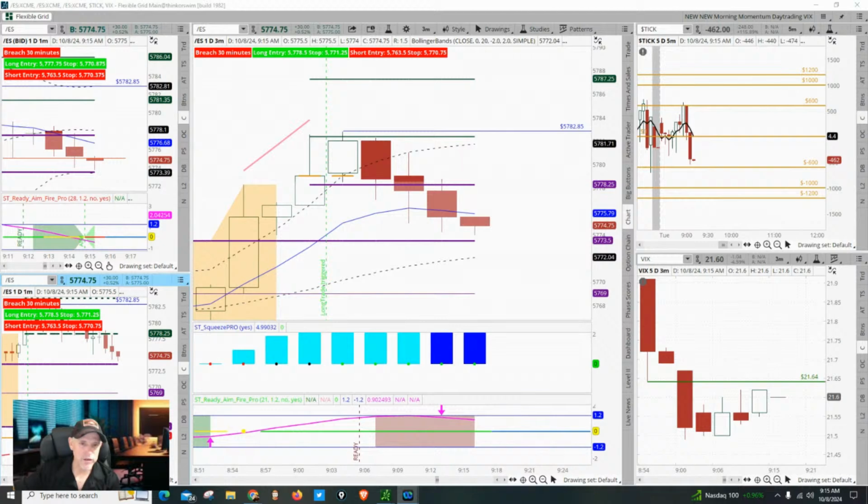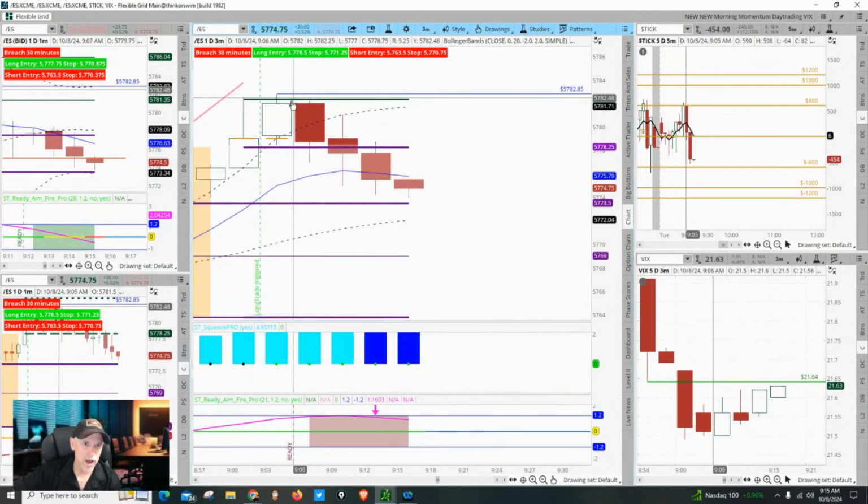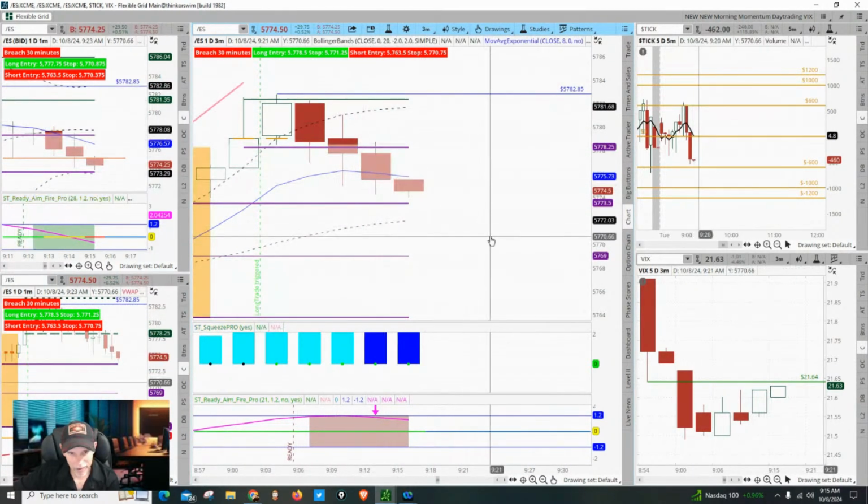So right now, as far as trading, we're back inside this range. There's nothing going on, okay? Nothing going on here. There was no follow through. There was no trade there.